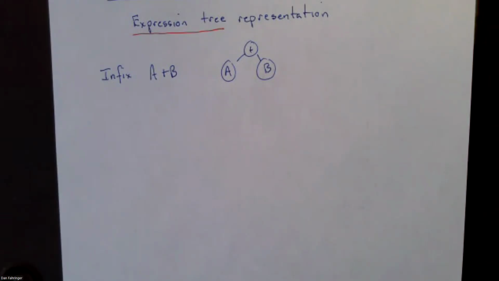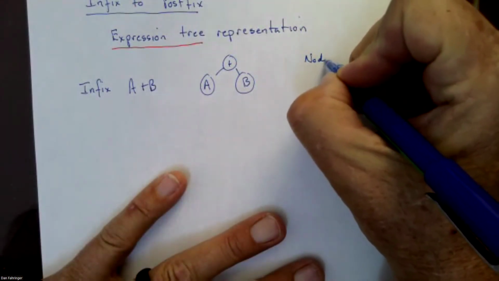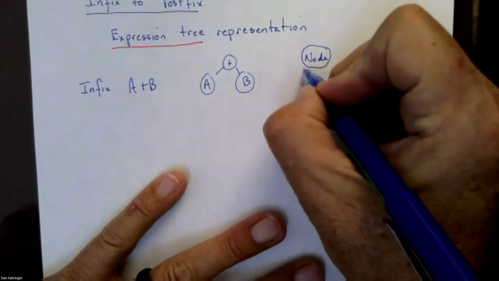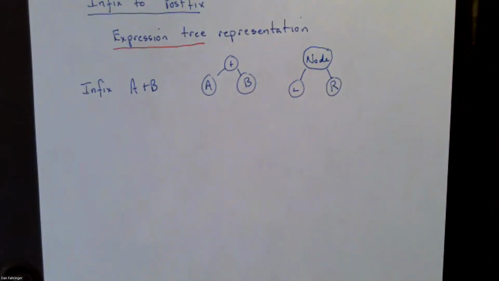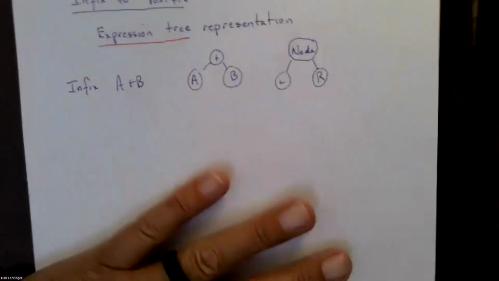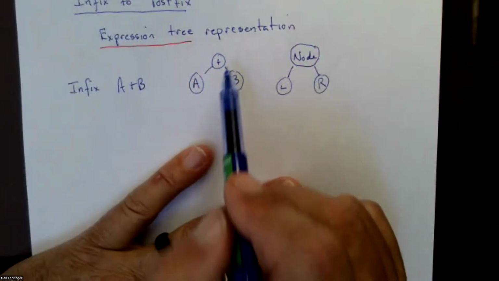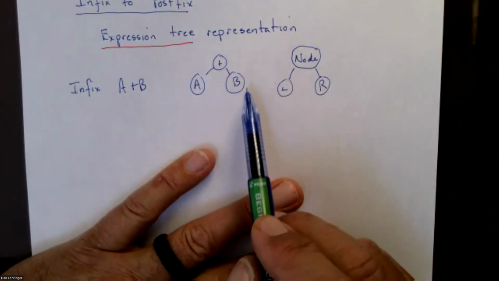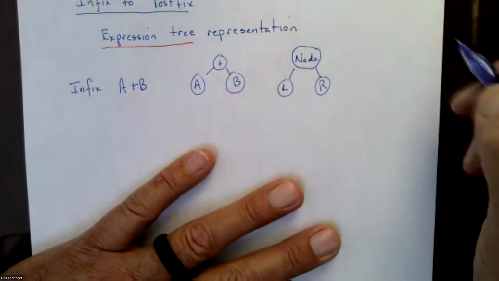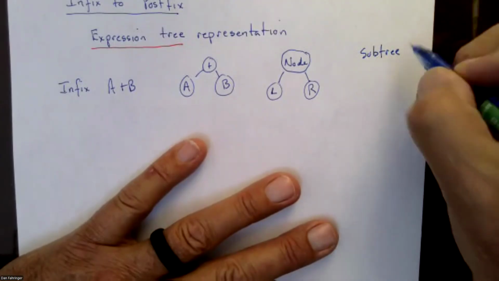A plus B. Now, starting to get into some lingo, some terms. This guy right here is a node. This guy is the left, and this guy is the right. In fact, it's the left child and the right child. And this is a tree. Okay. So now all of a sudden I have what's called an expression tree. And when I refer to a node, the plus, A is to the left, B is to the right. Just some simple basics. We're going to hear some terms as we go through the semester, including subtree.